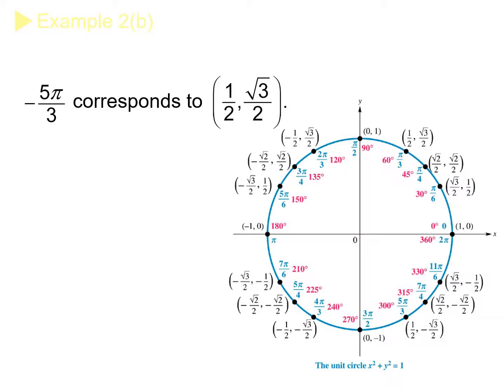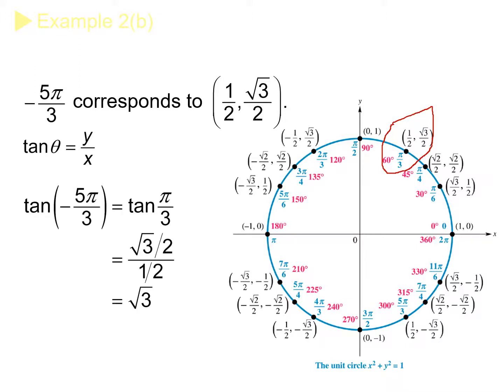So minus 5 pi over 3 corresponds to, right here, 60 degrees. So the tangent of theta is y over x. So the tangent of minus 5 pi over 3 is the same as the tangent of pi over 3, which is square root of 3 over 2, divided by 1/2, or square root of 3.